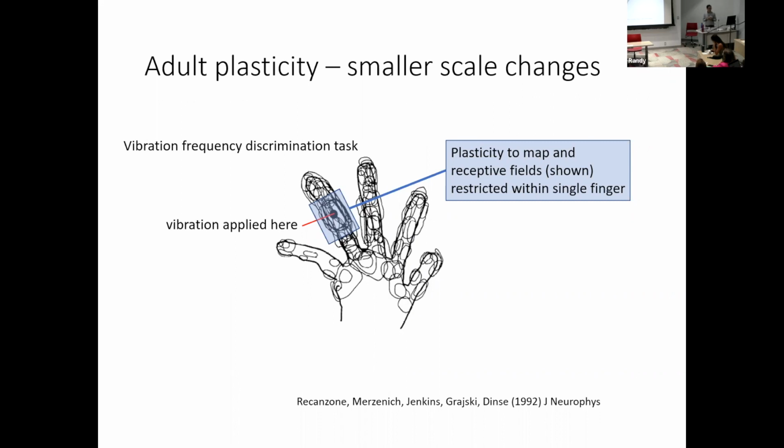So adult experience can change maps, but it's mostly within subregions of the maps that are originally defined during the larger scale evolutionary and developmental processes that happen. So in other words, developmental plasticity is constraining the range of what adult plasticity can do. And so this is an example of sensory plasticity.